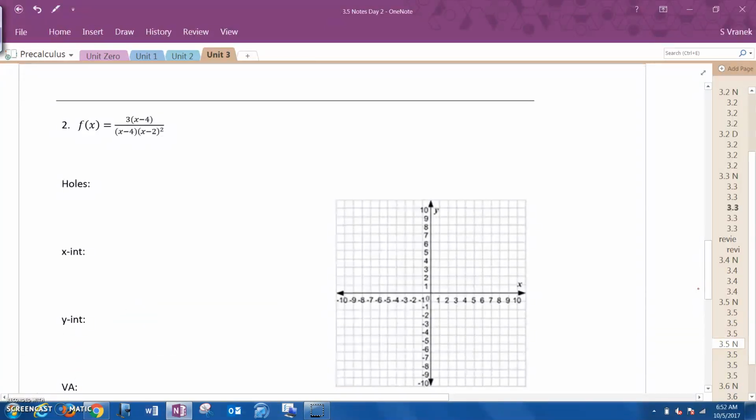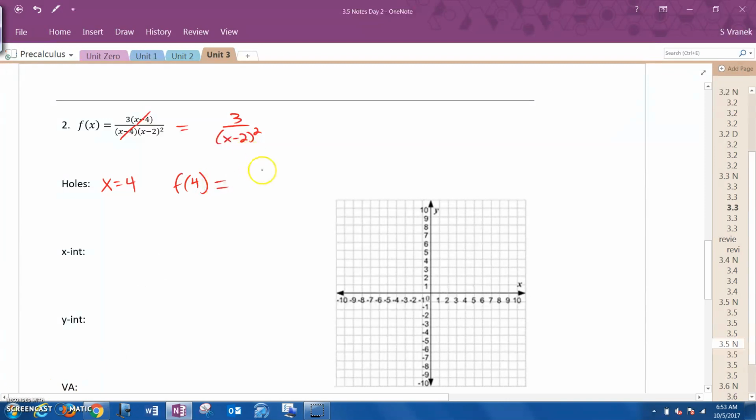Again, first thing you should do is start by factoring. Since it's already factored, you don't have to worry about that anymore. Next thing we've got to do is reduce. So this ends up being 3 over (x minus 2) quantity squared. Because the x minus 4 factor is reduced, you know you have a hole at x equals 4. So now you just plug that in.